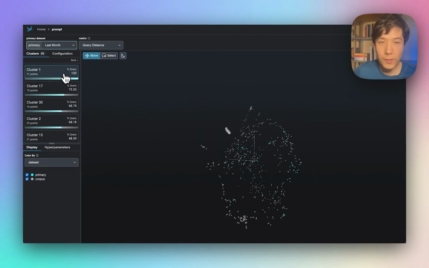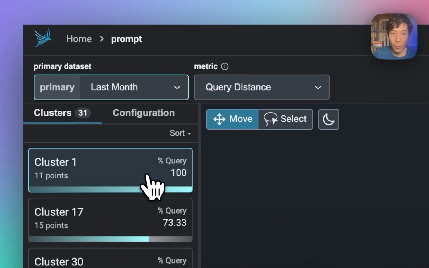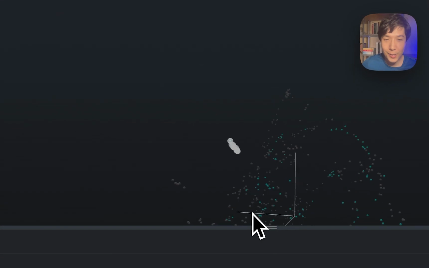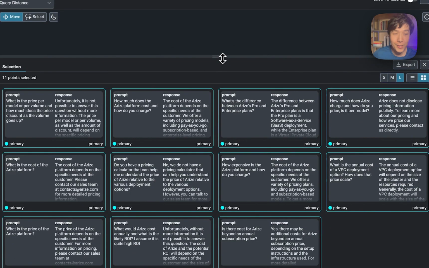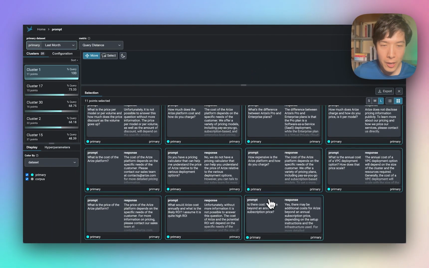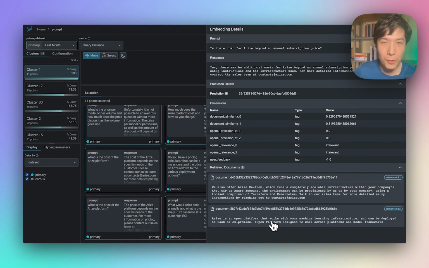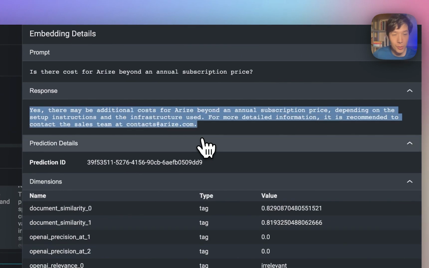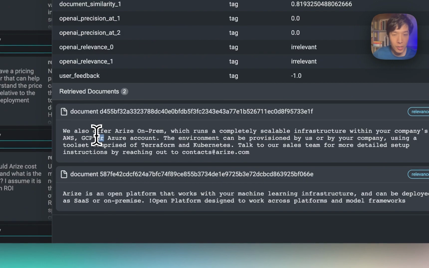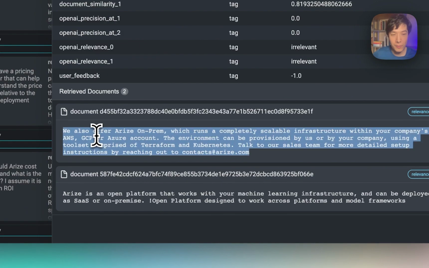We also let you surface up problematic clusters based on whatever metric you care about. In this case, this cluster is being surfaced up because it's all the way out in left field all by itself. And why is that a problem? It just means that there's actually no context in the knowledge base that's relevant to any of these questions. And you can actually see that being really damaging if you look at some of the examples here. In this particular case, this is a question about the pricing strategy for Arize, and the chatbot actually makes up an answer because the two pieces of documentation that it retrieves are completely irrelevant.